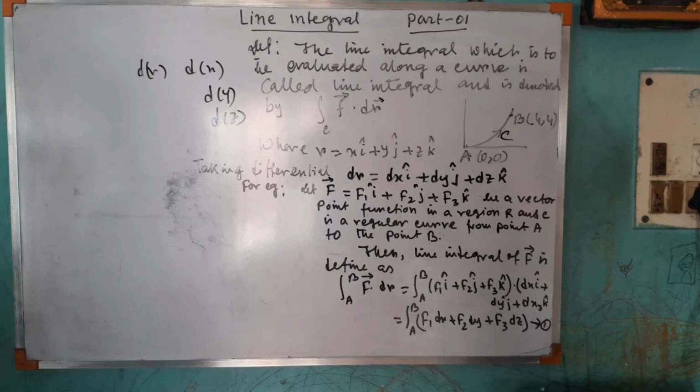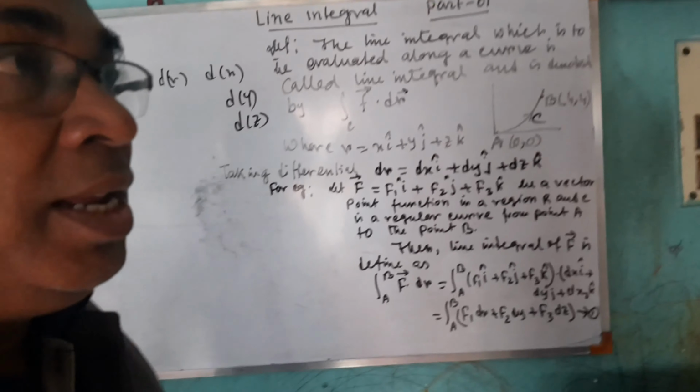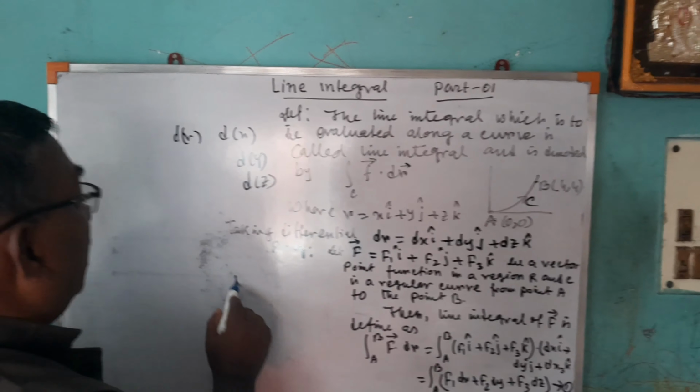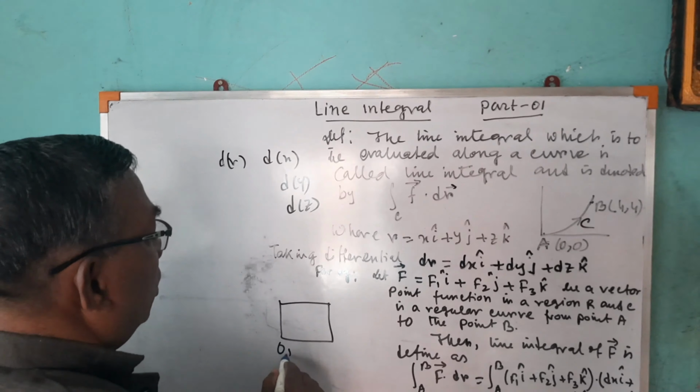That means, if there are 3 lines, then 3 integrals, 4 lines, 4 integrals. If there are 2 lines, then 2 integrals. If there is a single line, then a single integral. This thing you have to remember. Suppose this point is (0,0), this point is (1,0), this point is (1,1), and this point is (0,1).